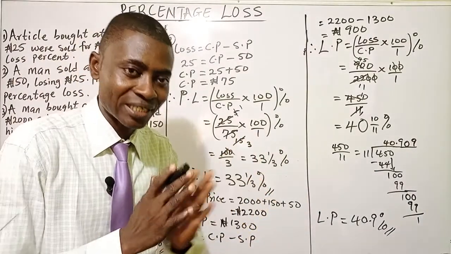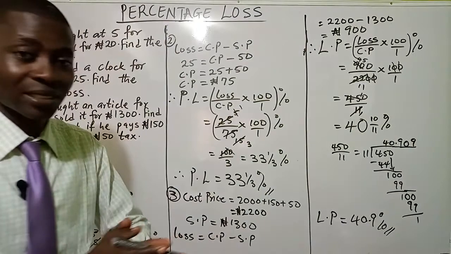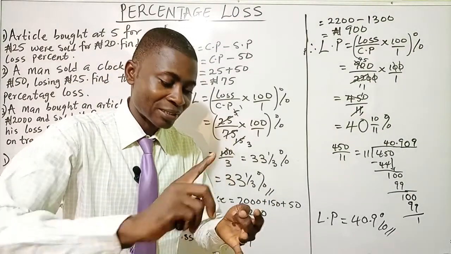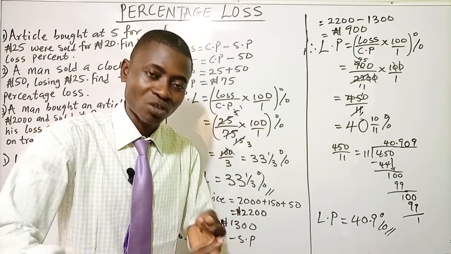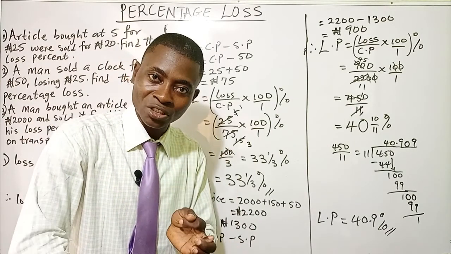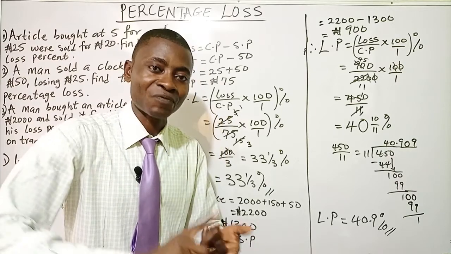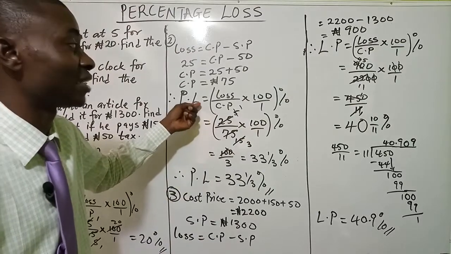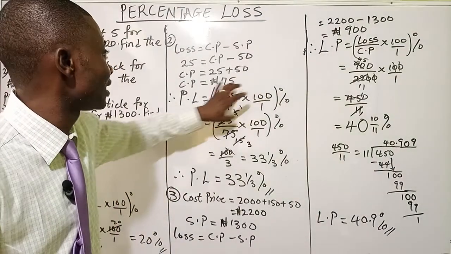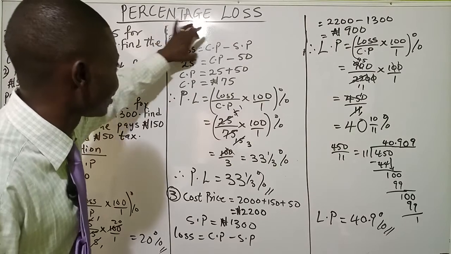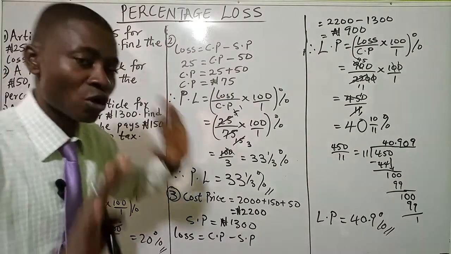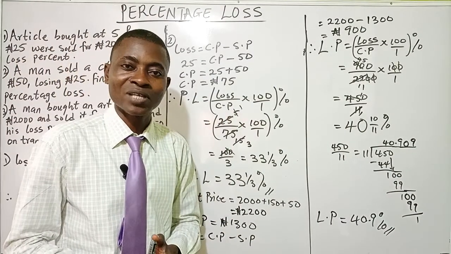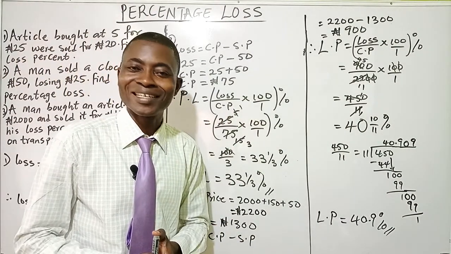So again, what is the key when answering questions under percentage loss? As I said earlier, identify your cost price. Second, identify your selling price. Third, you should know how to get the loss by using the loss formula. And finally, always remember your percentage loss formula. This is very important: how to get the loss, and the percentage loss formula. Once you know them, substitute into the equation and you will get your answer. Not difficult at all. Mathematics is actually interesting.